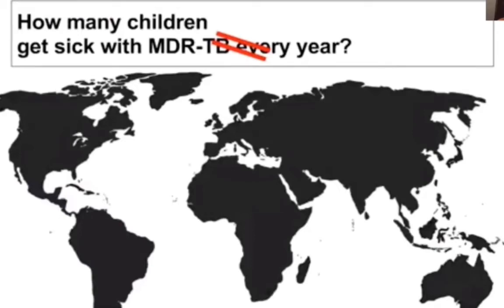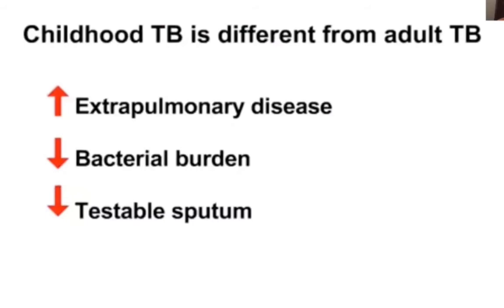And that briefly requires producing a sputum sample from the lungs and then looking at the sample under a microscope to see if the bacteria are present. And the problem with this is that childhood TB is really rather different from adult TB. The children are more likely to have extrapulmonary disease.